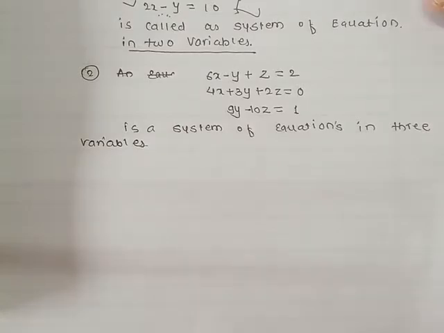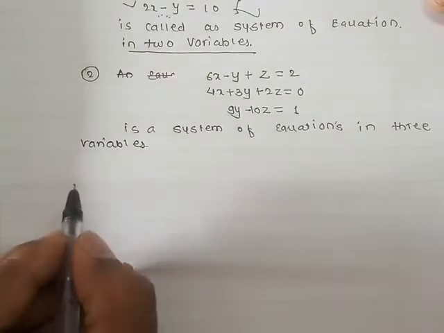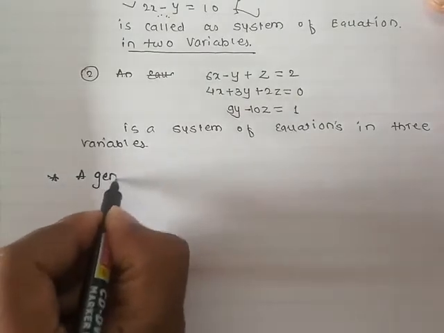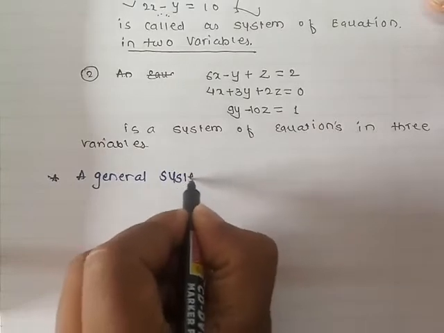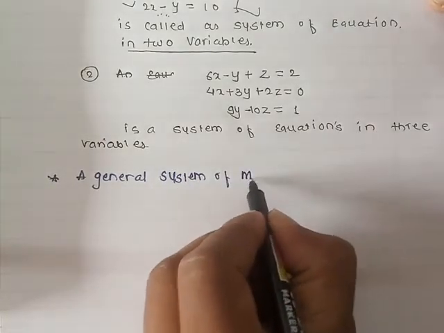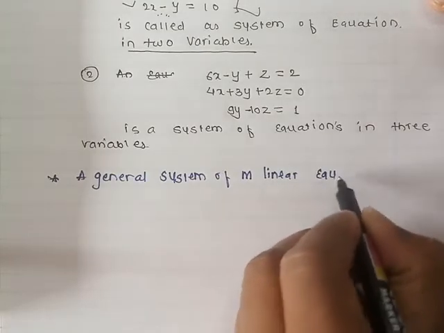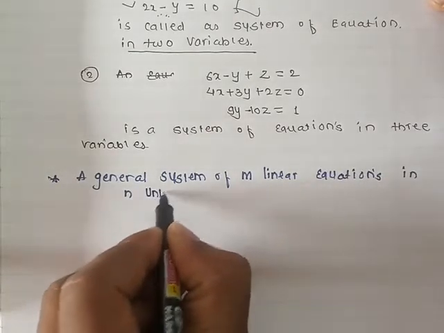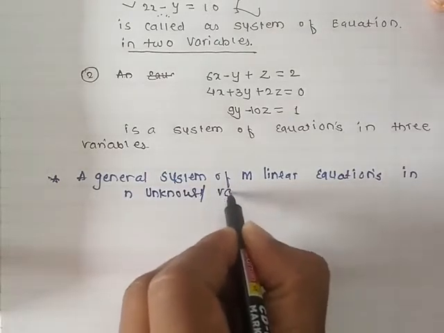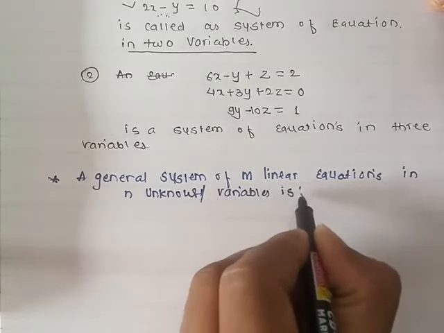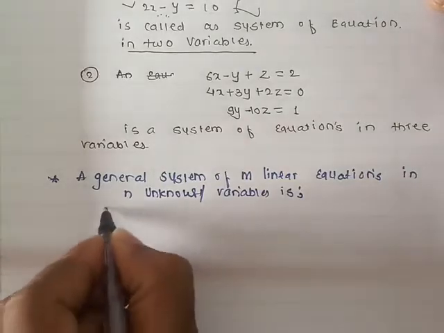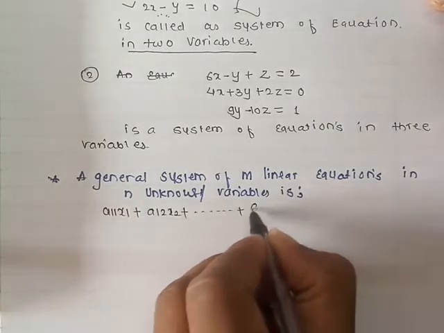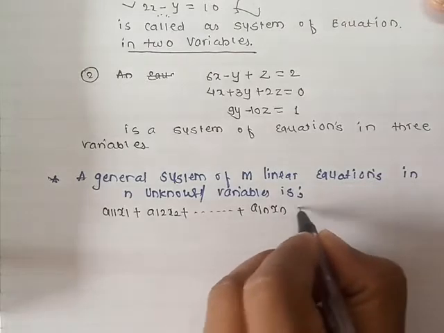So a general system of m linear equations in n unknowns or n variables is a11x1 plus a12x2 plus up to so on a1n xn is equal to b1.